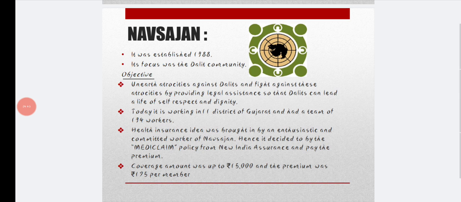The health insurance idea was brought in by an enthusiastic and committed worker of Navsarjan. Hence, it decided to buy the Mediclaim policy from New India Assurance and pay the premium. It bought the Mediclaim and itself paid the premium for the welfare of the Dalit people. The coverage amount was up to 15,000, and the premium was 175 per member.